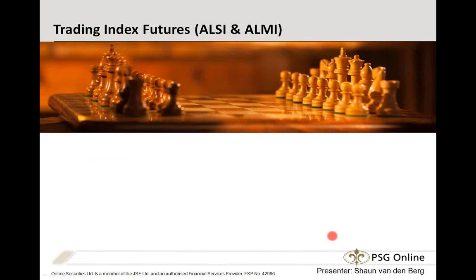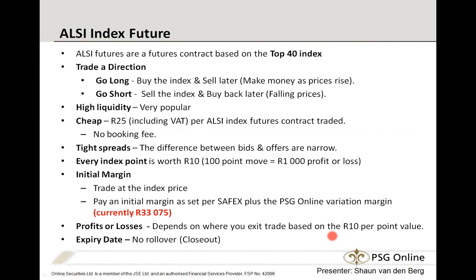So let's talk about trading Aussie futures and OMI futures, or index futures, before moving on to contracts for difference. Aussie futures are futures contracts based on the top 40 index. Instead of just buying individual stocks in the top 40 index, now you're buying the index. So obviously this is for the bigger trader. You can still take advantage of the direction. You can go long, buy the index now and sell it later when the price has risen, or you go short, sell the index now and buy back later when the price has fallen.